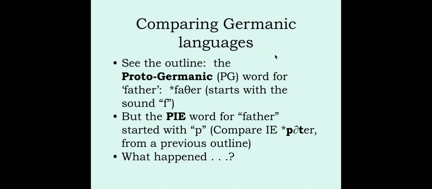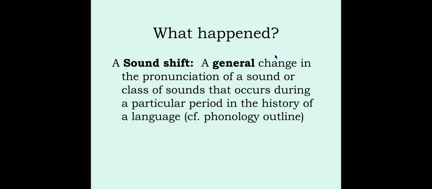So you might ask, what happened? How did this difference happen? Well, the answer is there was a sound shift. There was a general change in the pronunciation of a sound or a class of sounds that occurred during a particular period in the history of a language. In this case, this occurred during some period in the history of Proto-Germanic.